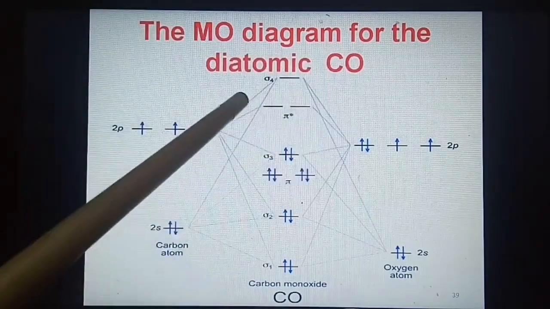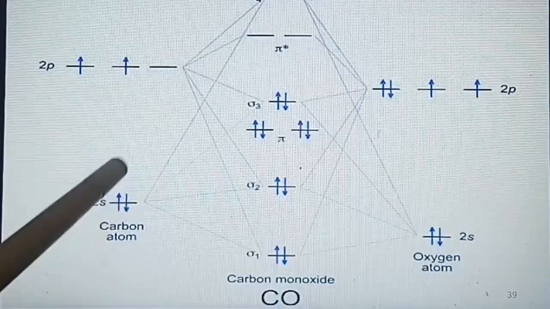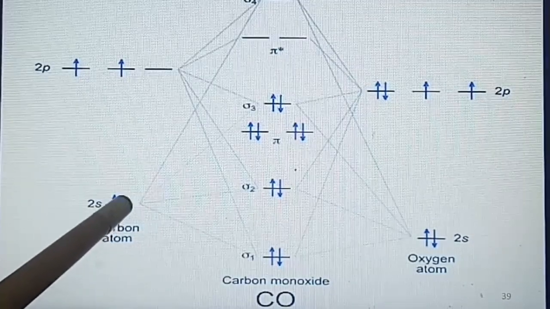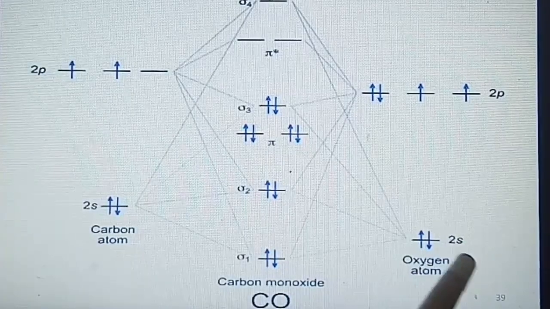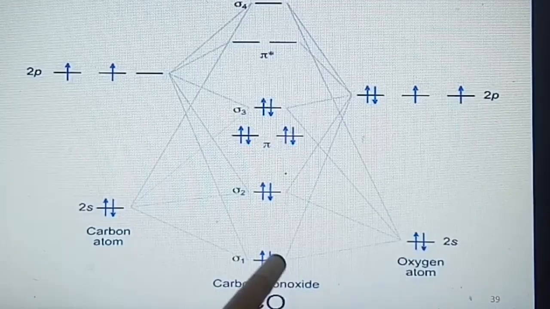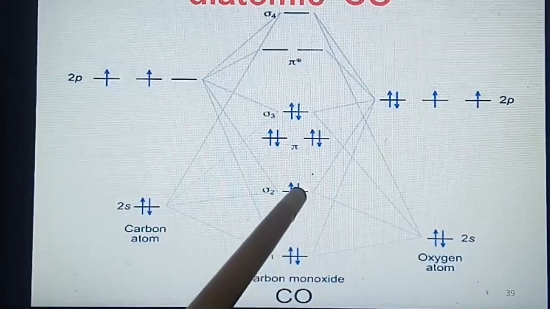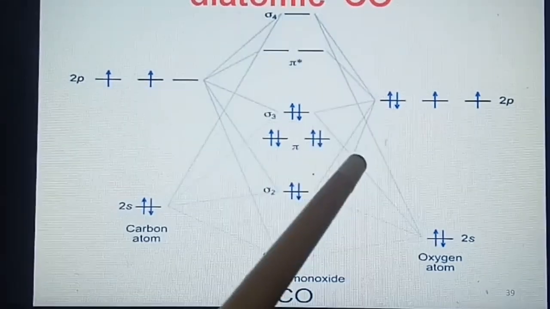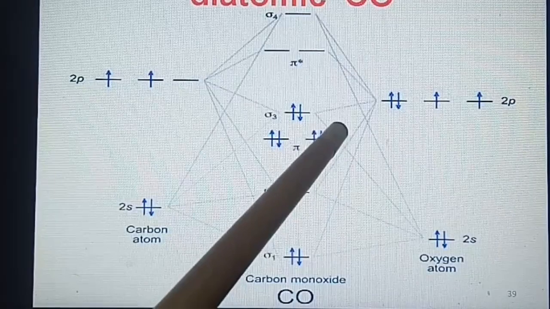This is the MO diagram for diatomic CO. So this is the carbon atom: 2s, 2 electrons, 2p, 2 electrons. Here 2s, 2 electrons, and 2p, 4 electrons. So these are the molecular orbitals formed, and we represent these by sigma 1, sigma 2, pi, sigma 3, pi star, and sigma 4. So this is the MO diagram for CO.